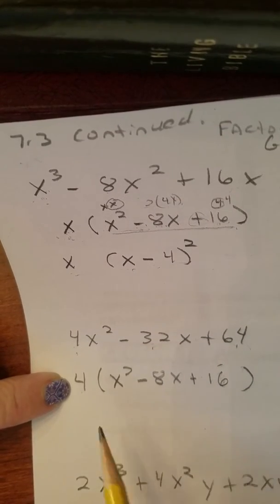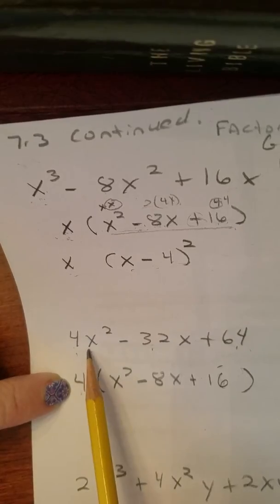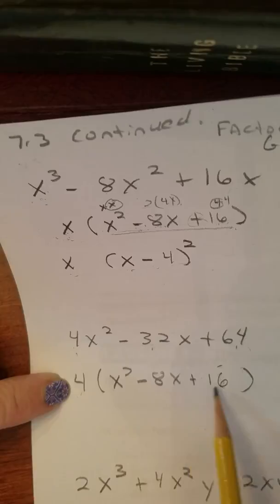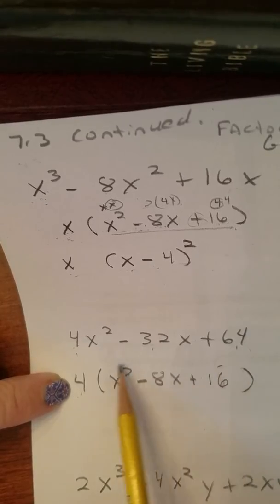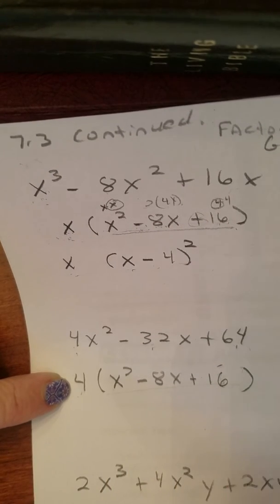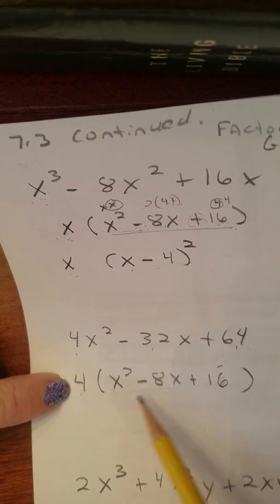Okay, check it. 4 times x squared is 4x squared. 4 times negative 8x is negative 32x. 4 times 16 is 64. So I factored that out, did that reverse distribution, right? And then you're going to look again. You're going to ask, okay, is there a special pattern that I can take out?